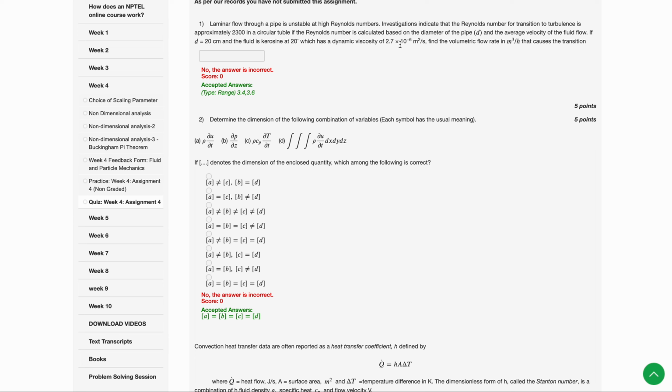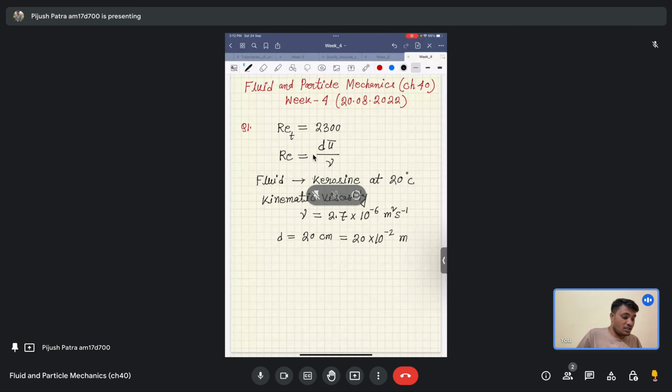Fine. So D is the diameter of the pipe. It is given that D is equal to 20 centimeters, so it is 20 into 10 raised to minus 2 meter. Fantastic. What we are asked to calculate is the volumetric flow rate in meter cube per hour that causes the transition. So these are the data which I put here for your benefit.